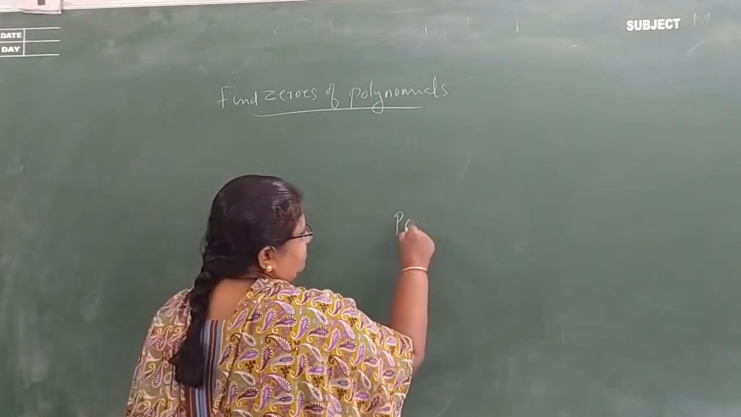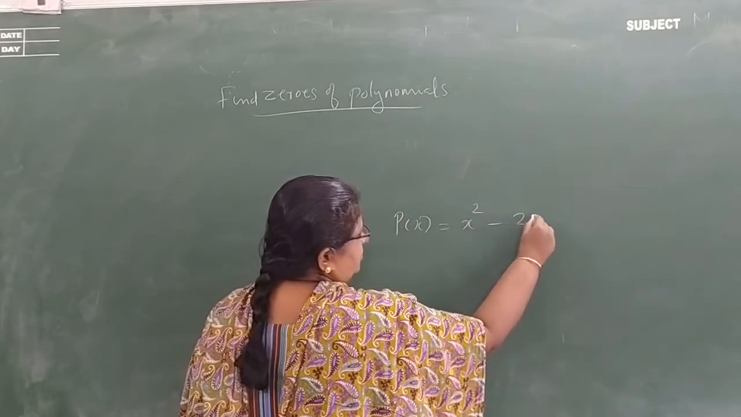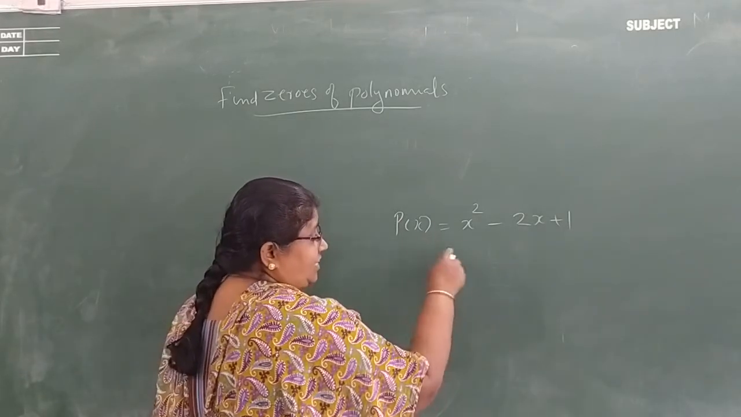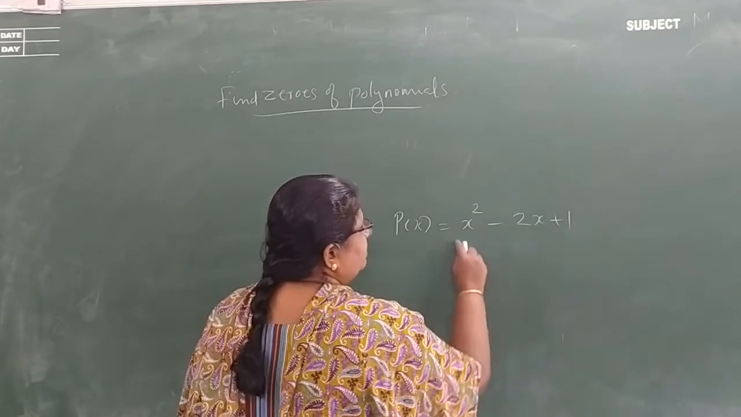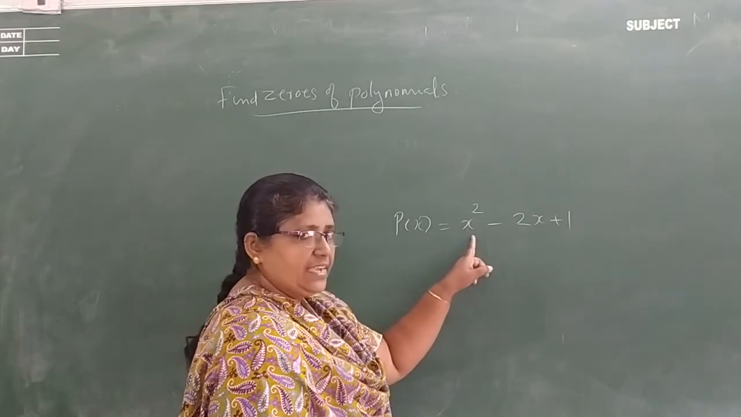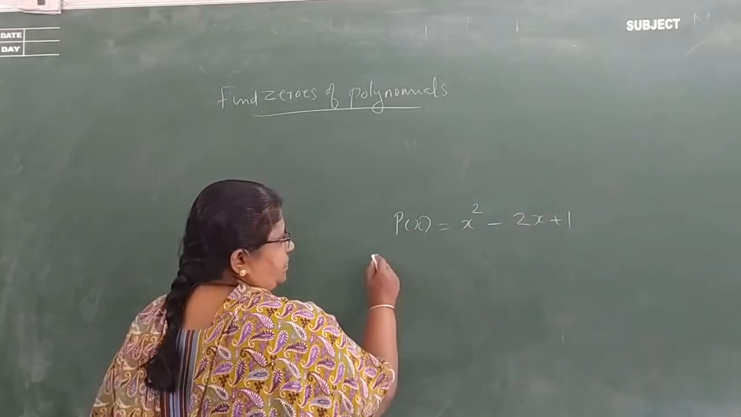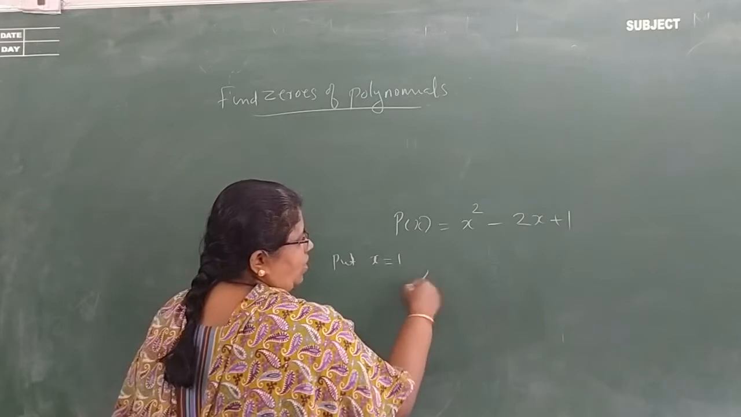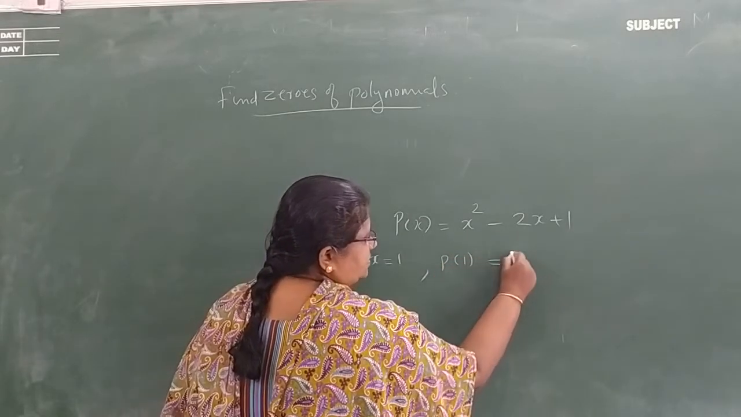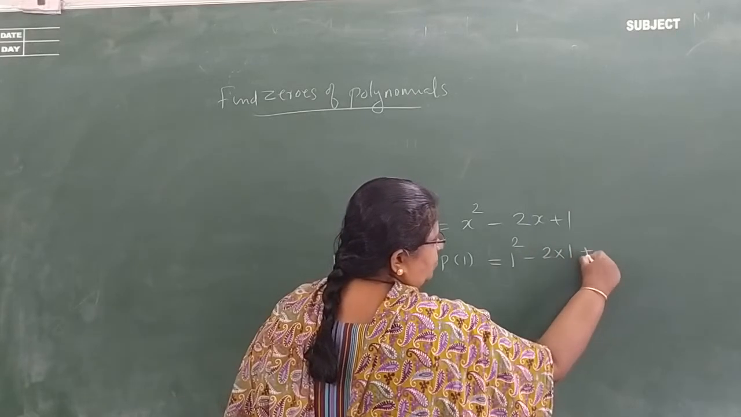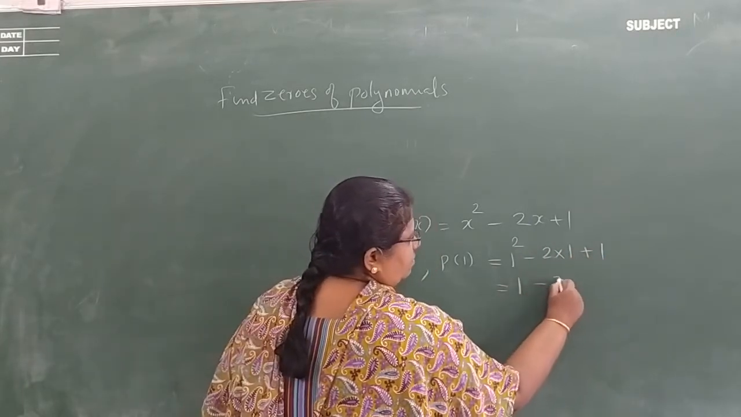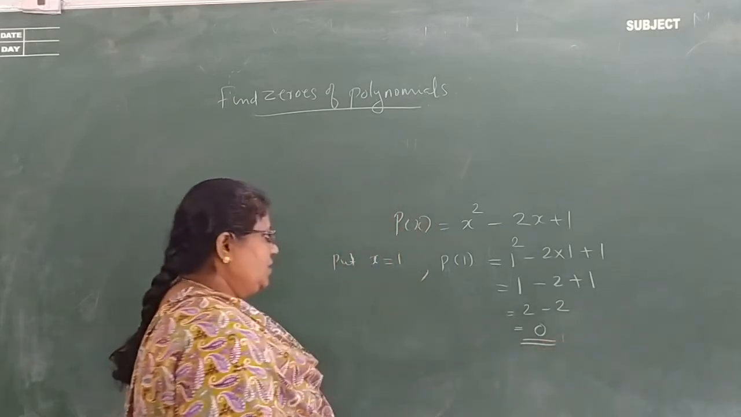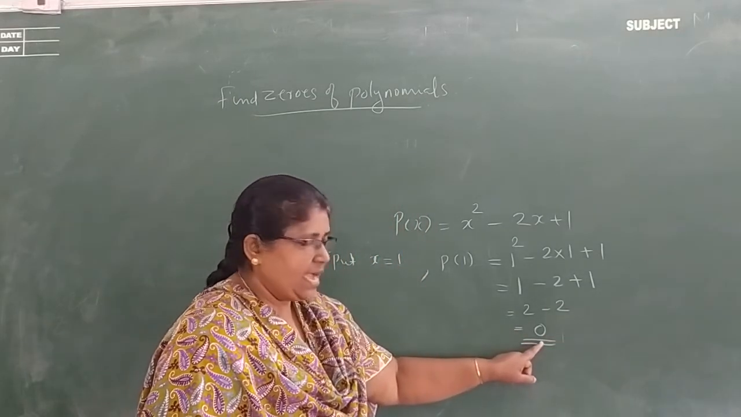If a polynomial is given, P of x is equal to x square minus 2x plus 1, for what value of x will the answer be 0? See, I am putting x is equal to 1. Substitute. So, P of 1 is equal to 1 square minus 2 into 1 plus 1. 1 square is 1, minus 2 plus 1. 1 plus 1 is 2, minus 2 equal to 0. So, if I put x is equal to 1, I am getting answer 0.